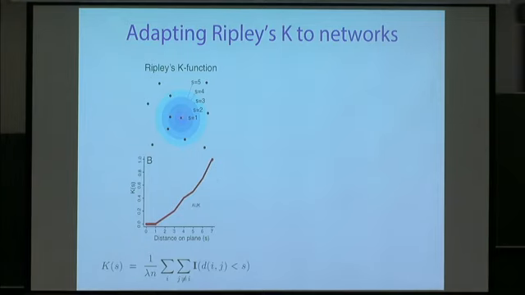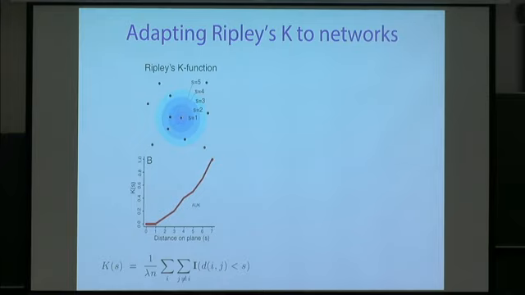Now, we got inspiration from spatial statistics, because clustering is something they look at too. They look at clustering on the plane. So they have dots here, and they want to know, are they just equally spread out? Are they randomly spread out? Or are they clustered together? And Brian Ripley has a statistic called the K-statistic, which looks like this thing down here.